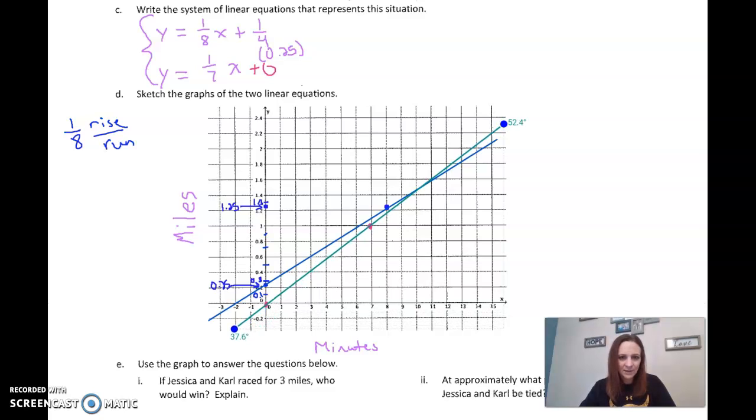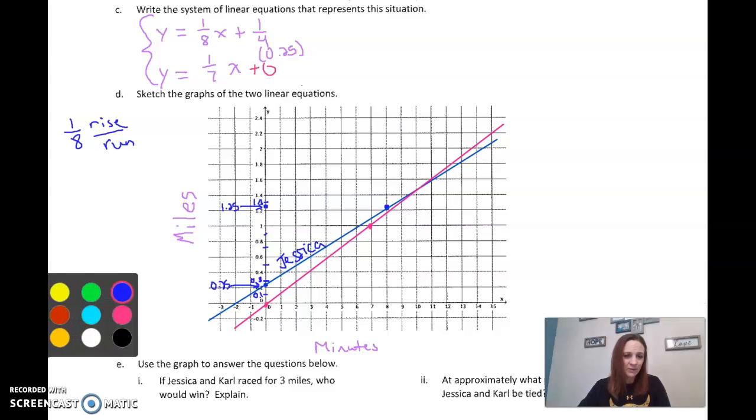All right. Use a straight edge. Find something straight to make these lines. Don't just freehand them, okay? All right. So there we go. We have Jessica right here. And we have Carl right here.